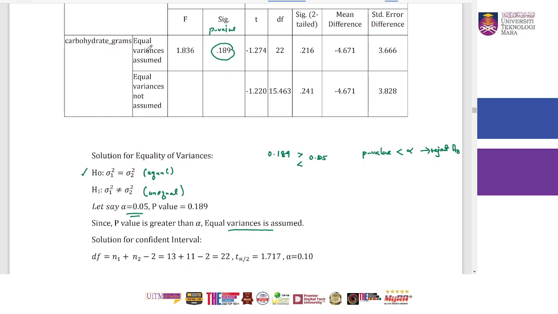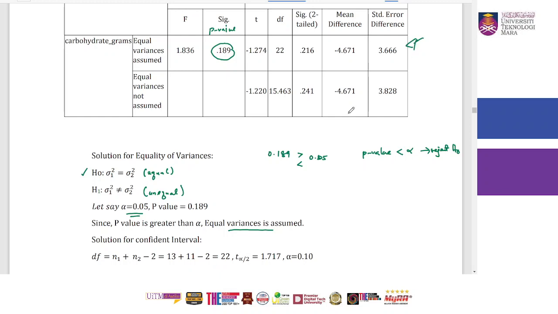Satu, first row is for equal variance assumed. The second row is equal variances not assumed. So this will determine whether you have to read the first row or the second row. So in this situation, since equal variance assumed, you akan gunakan this part untuk baca result.